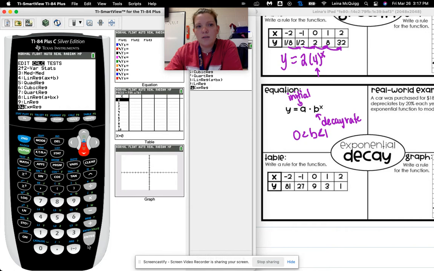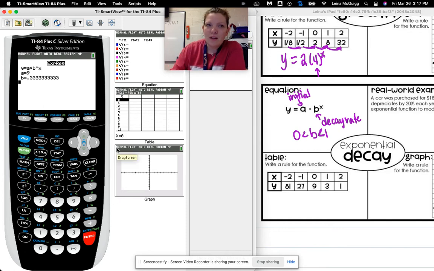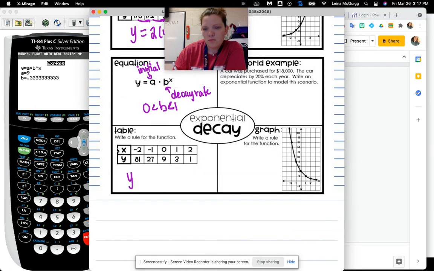We can go down to exponential regression. And we can go down to calculate and hit enter. And again, this tells me my rule is y. I don't know why that came all the way over there. Y equals, my a is 9 times.